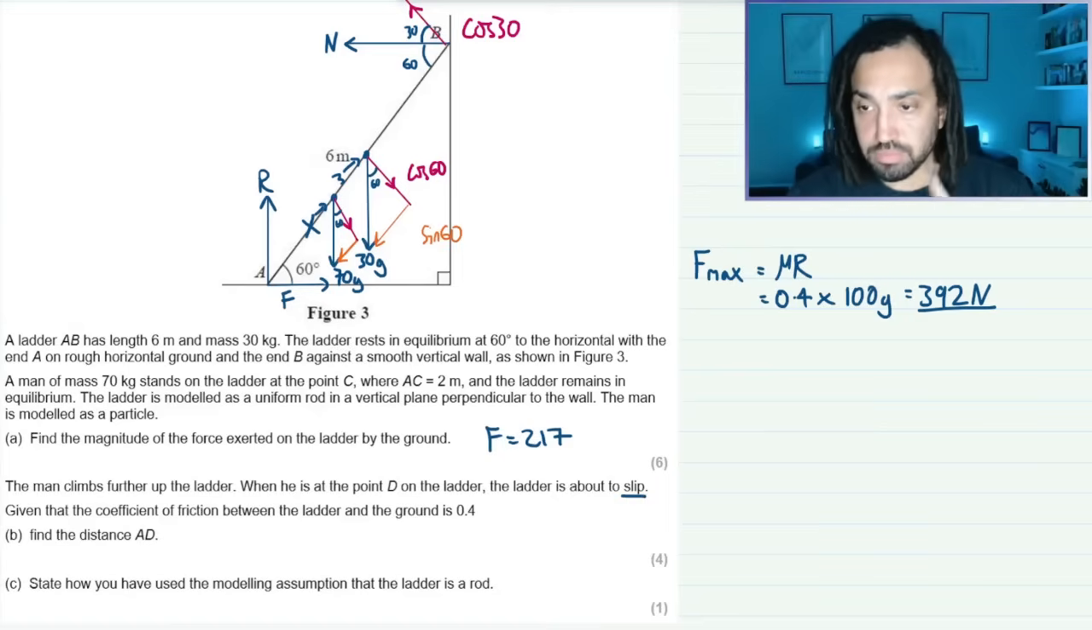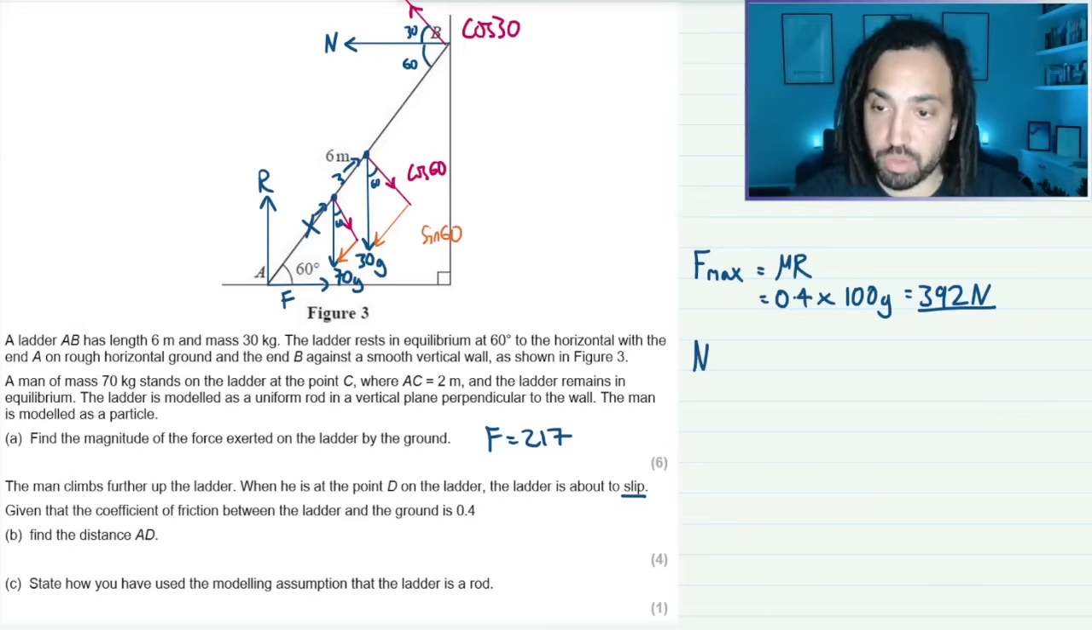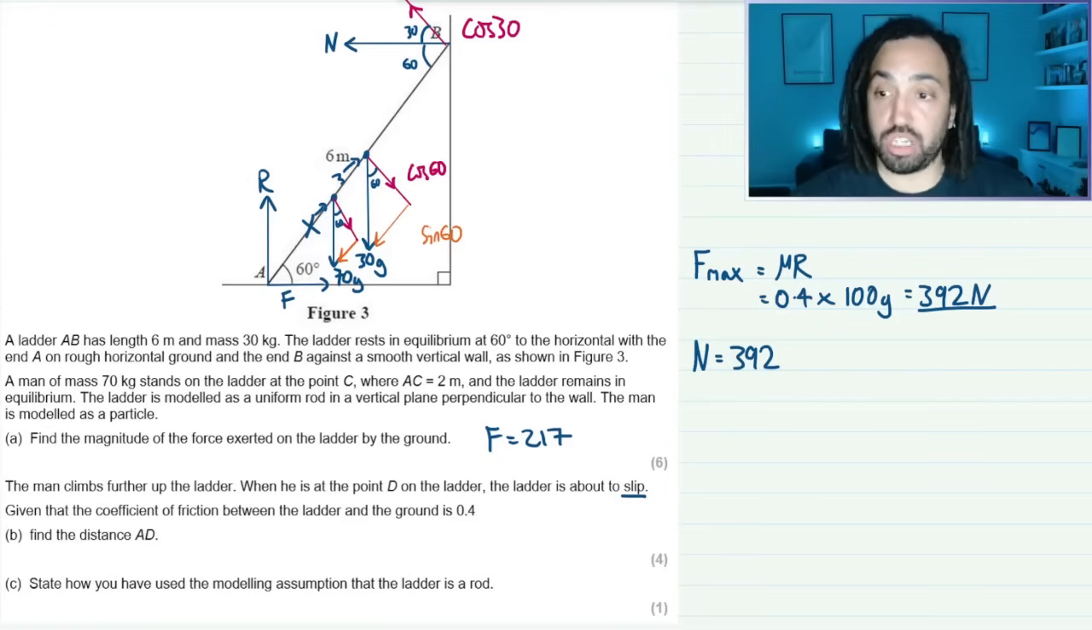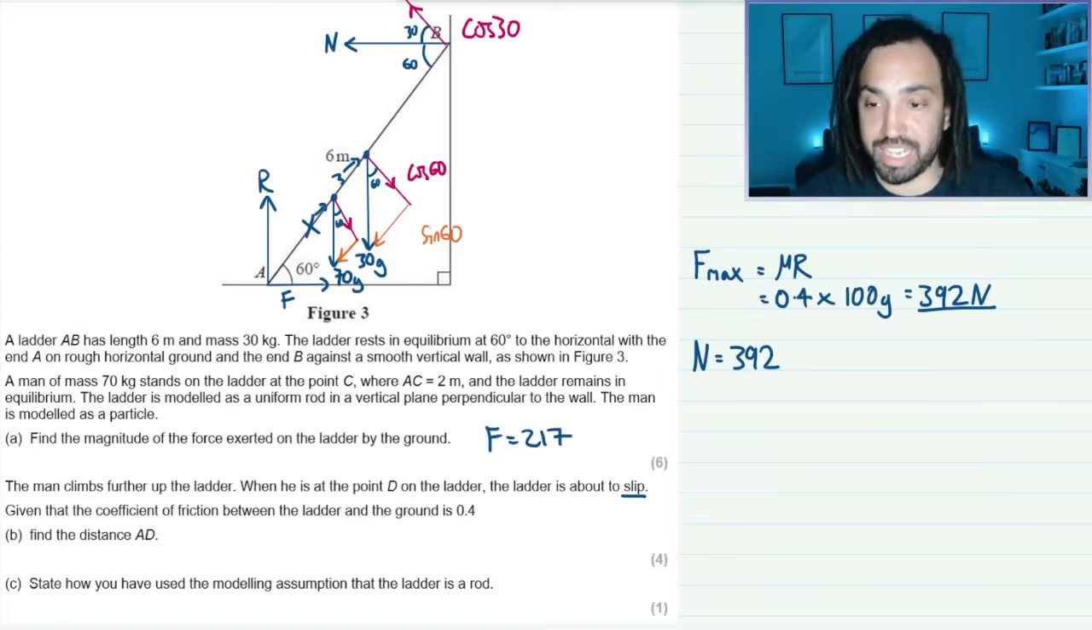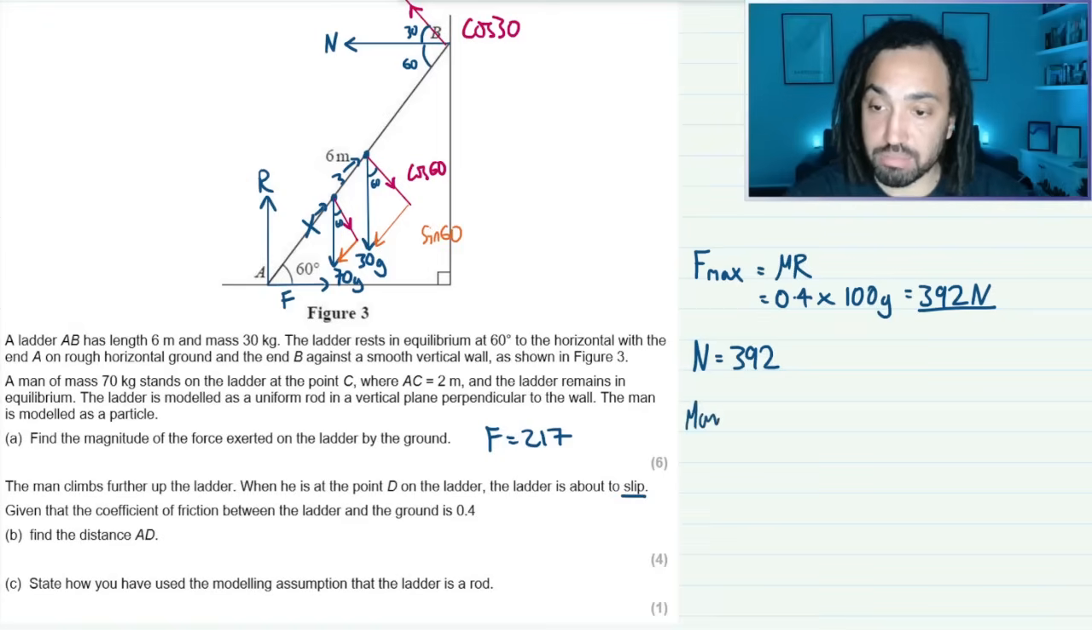Okay, so because we now know the maximal frictional force, it means we also now know what the N force will be doing in this situation, because again the frictional force and the N force are the same because they're the only two forces acting in this situation horizontally, and because it's about to slip, it means it's still technically in equilibrium. Okay, so what we could do now is we could do moments at A, which will allow us to find an equation for x. Okay, so moments at A.